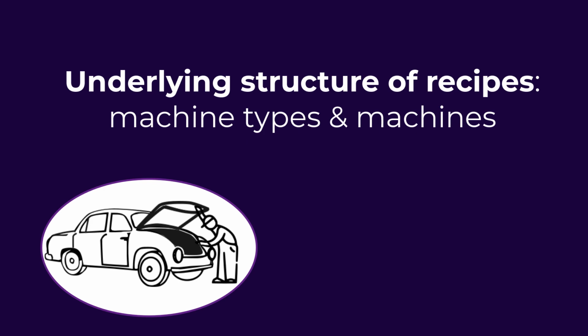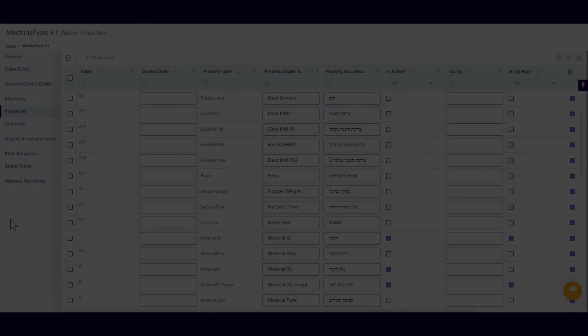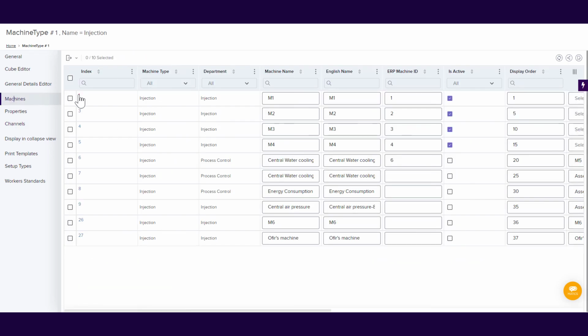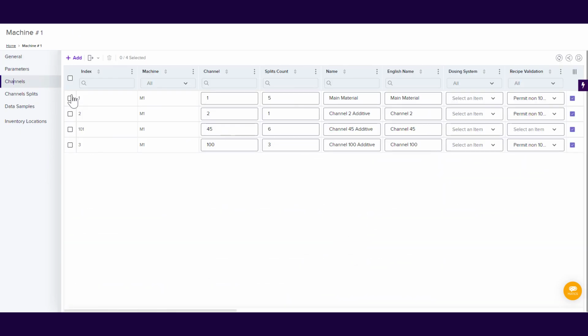For those tinkering under the hood, production parameters, channels, and splits are all configured at the machine type and machine levels, and again will reflect the expertise of the planning and engineering specialists.